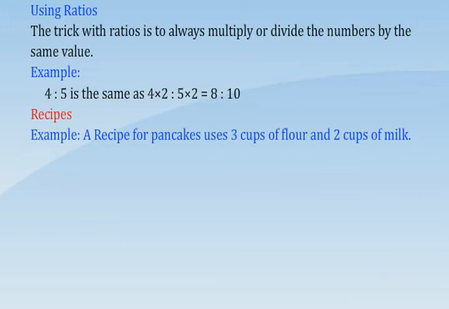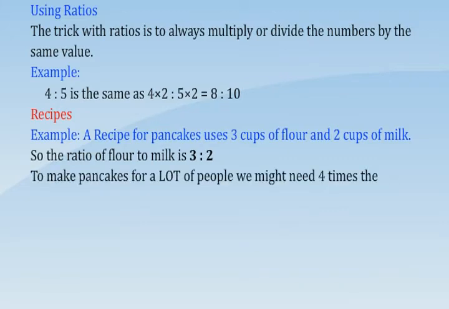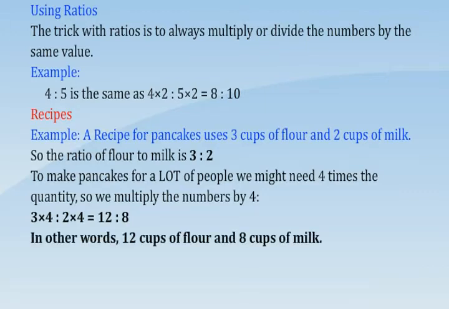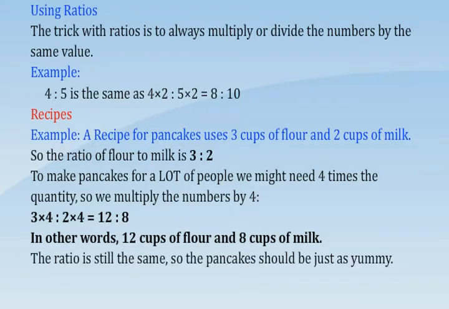Recipes. Example, a recipe for pancakes uses 3 cups of flour and 2 cups of milk. So the ratio of flour to milk is 3:2. To make pancakes for a lot of people, we might need 4 times the quantity. So we multiply the numbers by 4. 3 times 4 is to 2 times 4, which is equal to 12:8. In other words, 12 cups of flour and 8 cups of milk. The ratio is still the same, so the pancakes should be just as yummy.